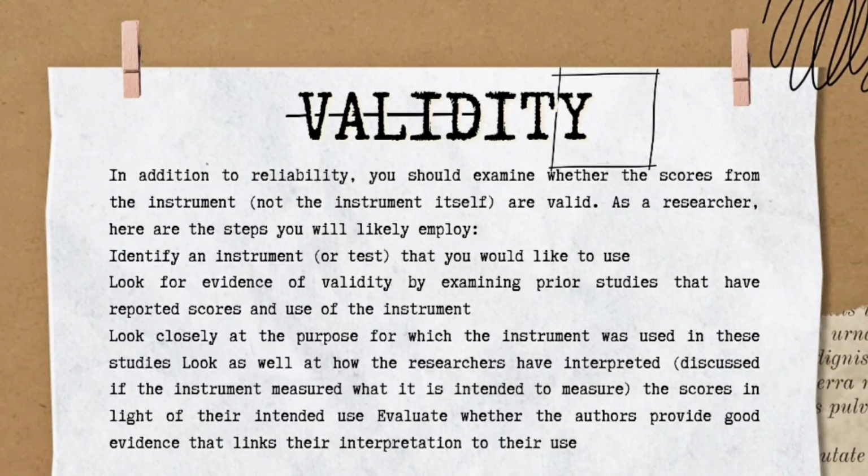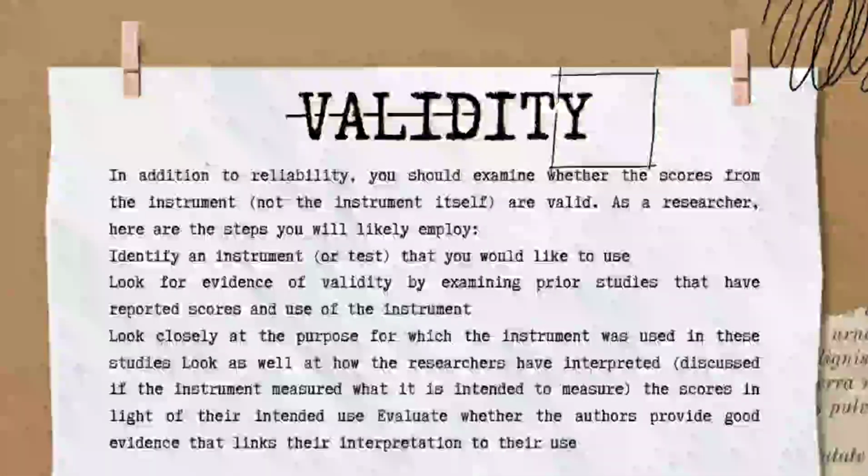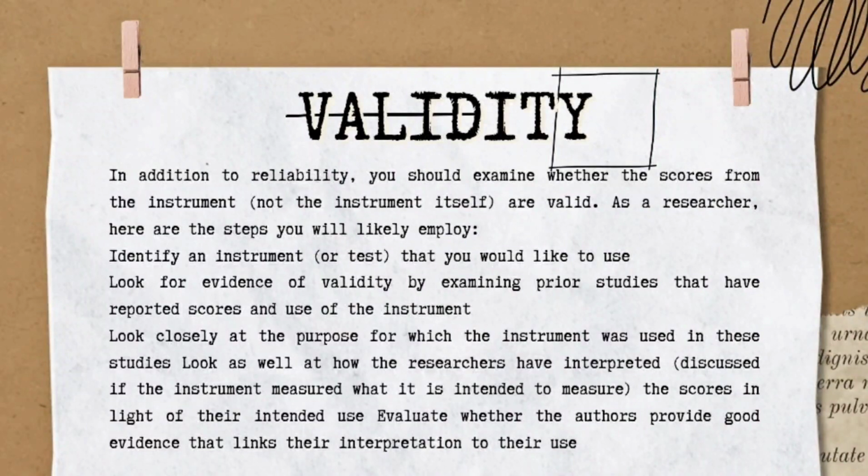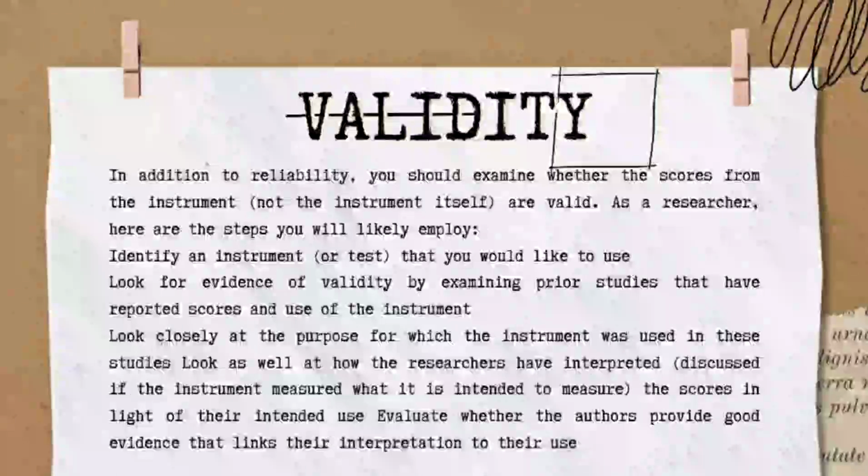So, in a nutshell, by considering both reliability and validity, researchers ensure their instruments are like sturdy and accurate rulers, producing trustworthy data for their investigations.